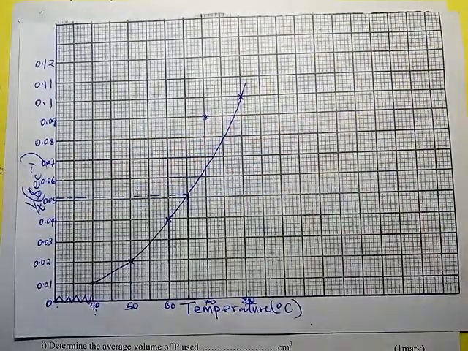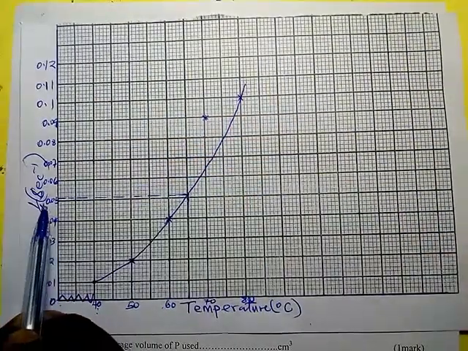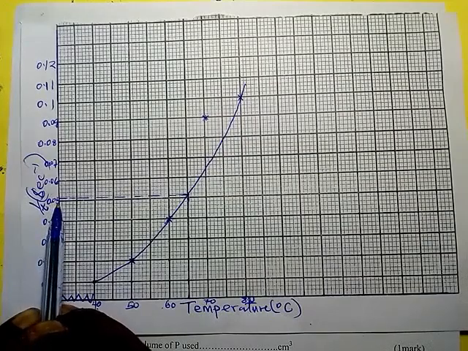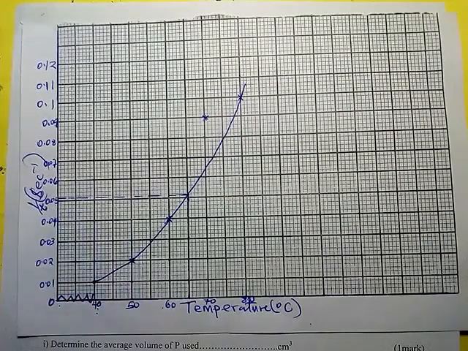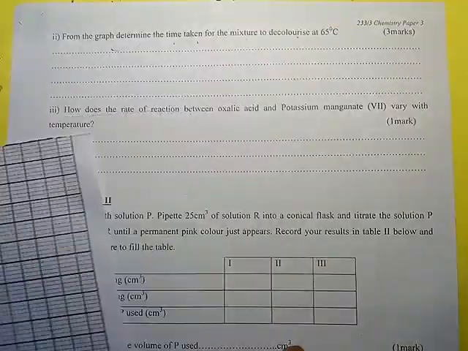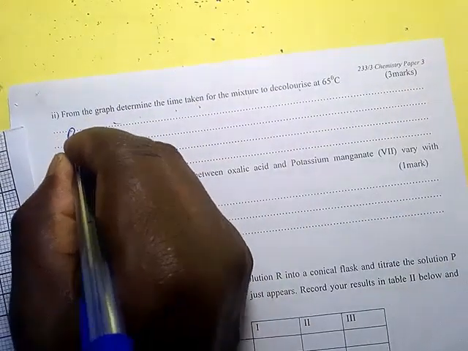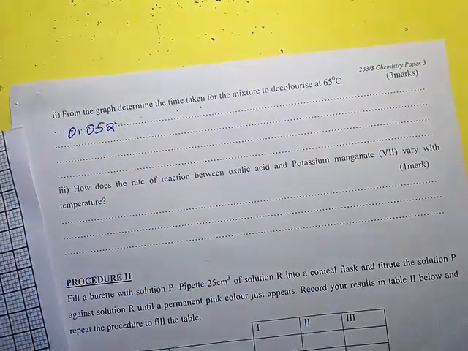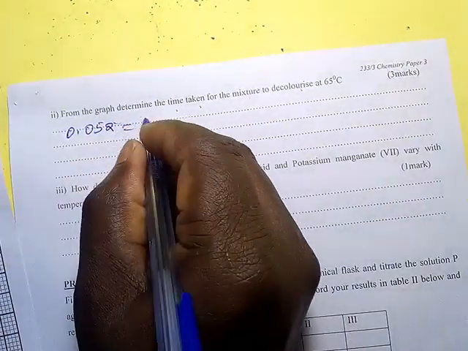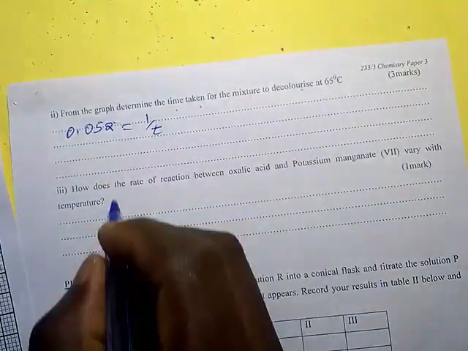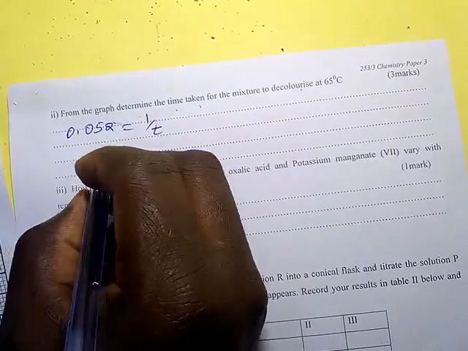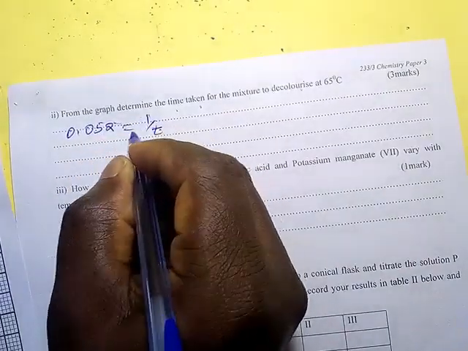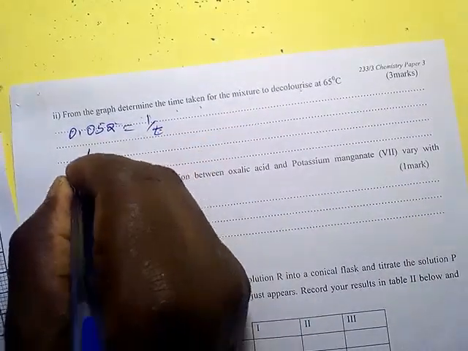So we can see our time is 0, our reciprocal is 0.052. So from the graph it is 0.052. Remember this is equal to 1 over t. So how do you get t? We want time, not 1 over t. This is 1 over t, but we want time, so you get time.